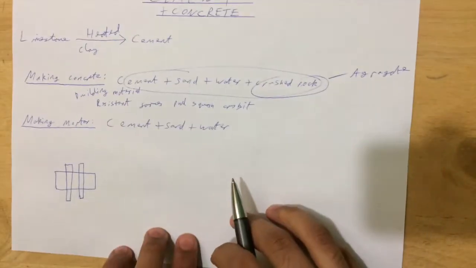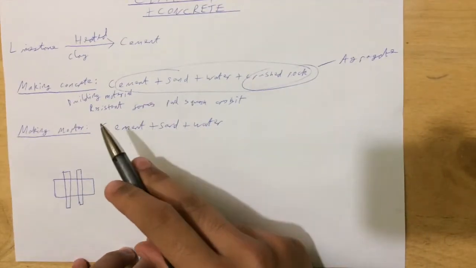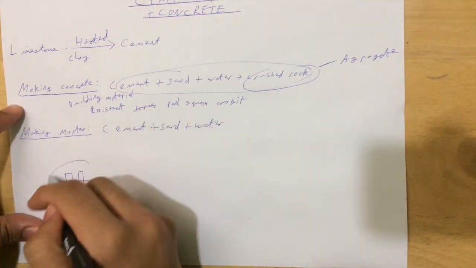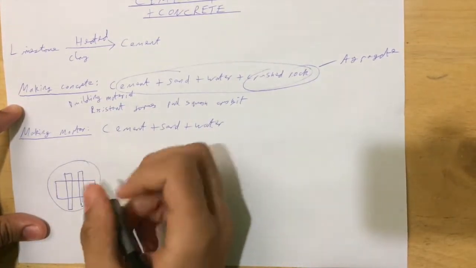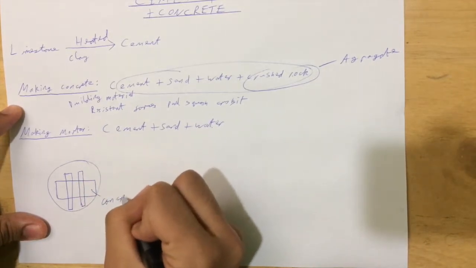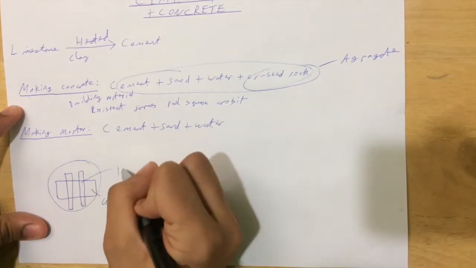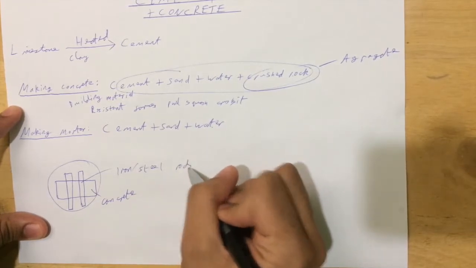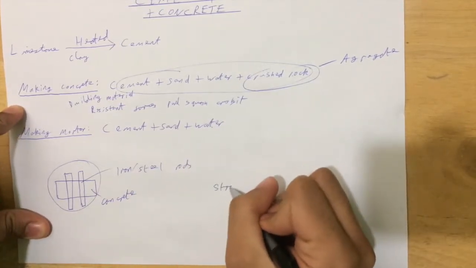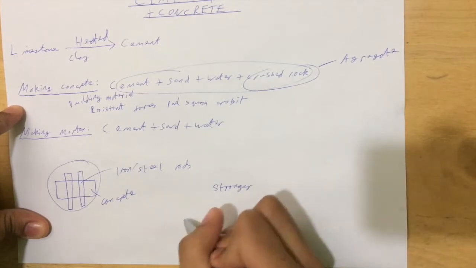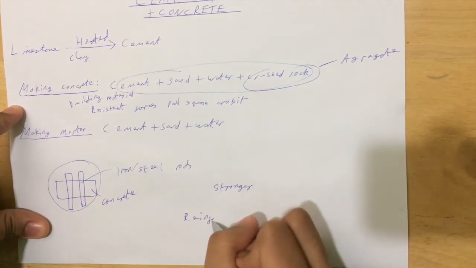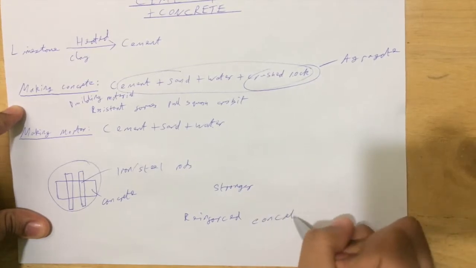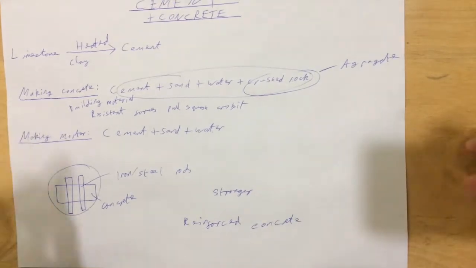Now, making mortar. For mortar, we use cement and sand and water. Now, what is this picture I have drawn for you here? We've got a concrete block, and what do we have in it? Iron or steel rods. And what do these do? These make the concrete stronger. And we call this reinforced concrete. We reinforce it with iron bars or steel bars.